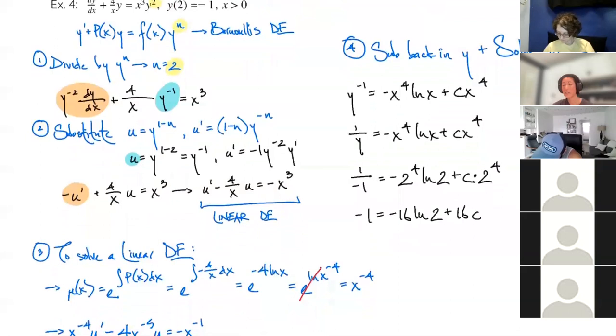And I can either factor out the 16 right now, or I can just solve for my c. Either way is fine. Let's see if we get 16c equals 16 natural log 2 minus 1, and then c will equal natural log 2 minus 1/16.